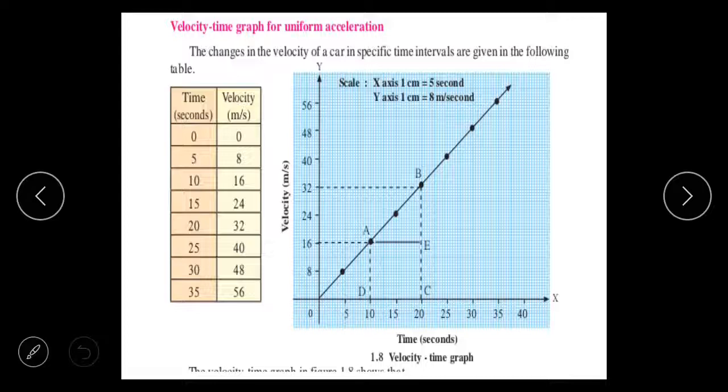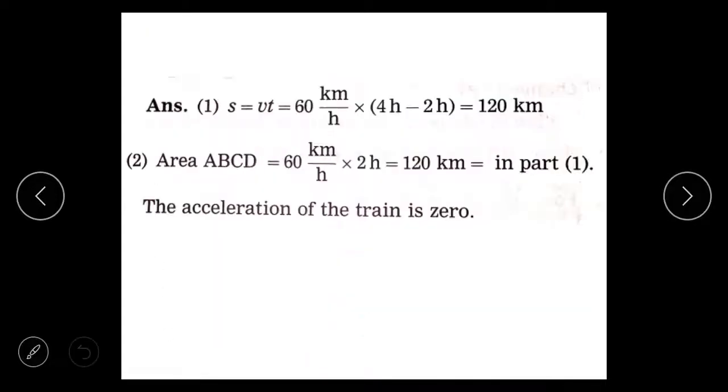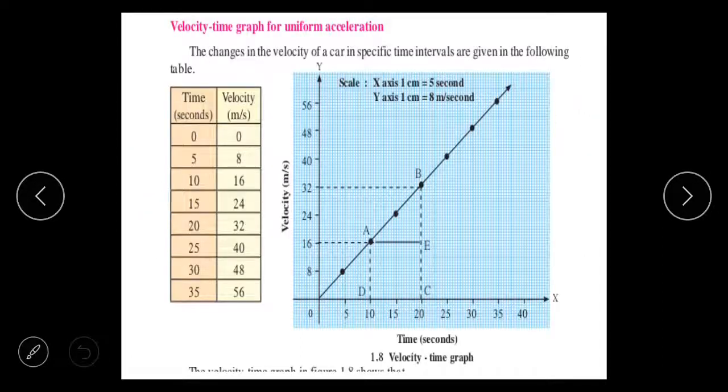Velocity is changing, velocity is not constant. Previously we said velocity is constant and time is changing. Now both things are changing. Velocity is also changing, time is also changing, but what difference is there? The difference is that velocity is changing constantly.